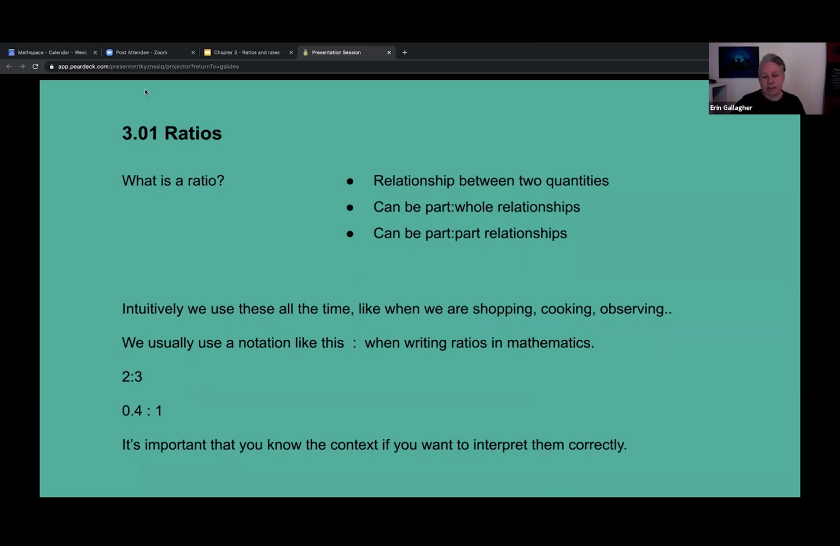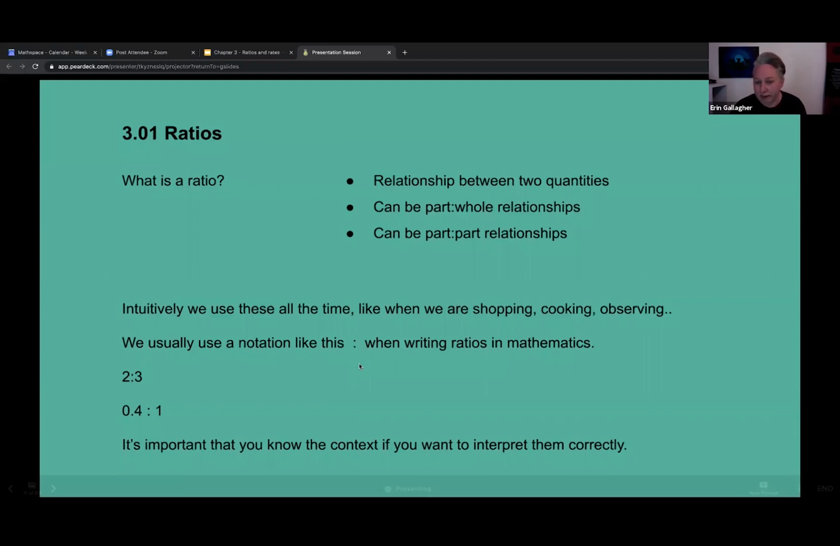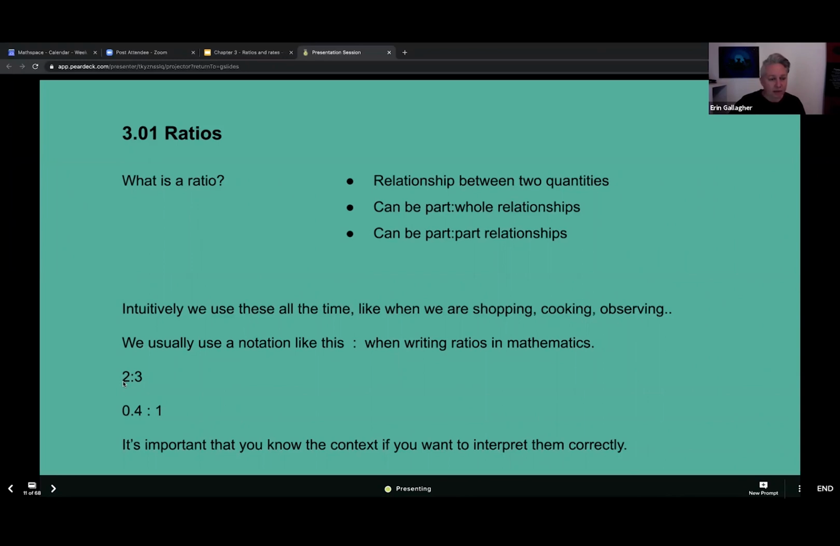We usually use a notation that uses that little colon symbol, the two dots, one on top of the other, when we're talking about ratios, and that's how we represent a ratio in mathematics. So there are two examples here on the screen. 2 is to 3 is how we would say this, 2:3. So 2 parts to 3. The second one's got a decimal, and that's okay.